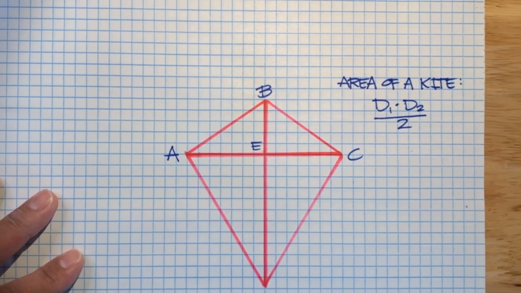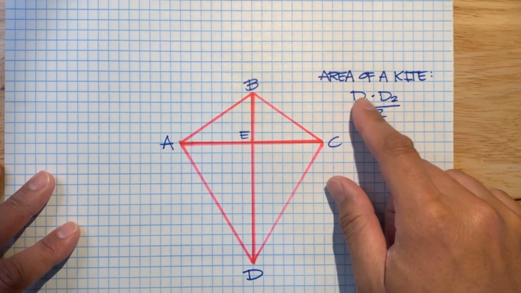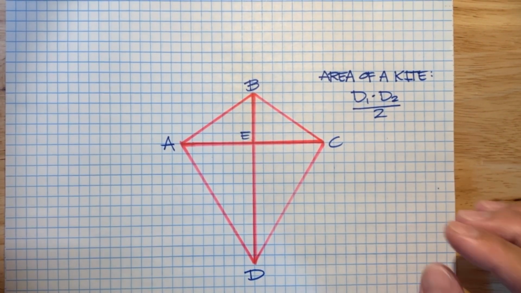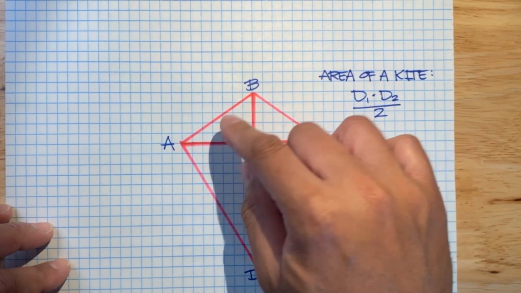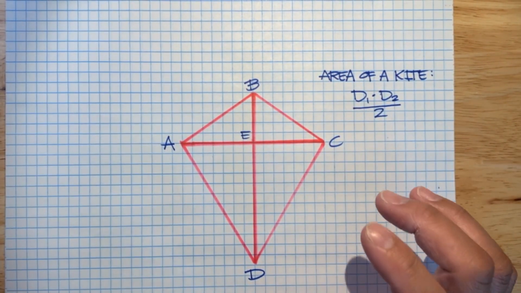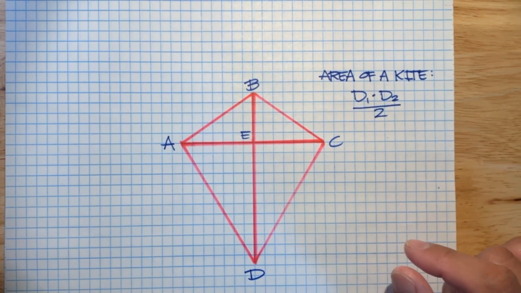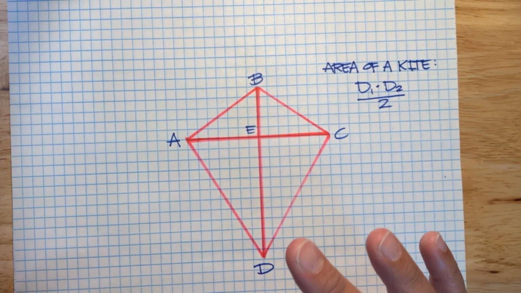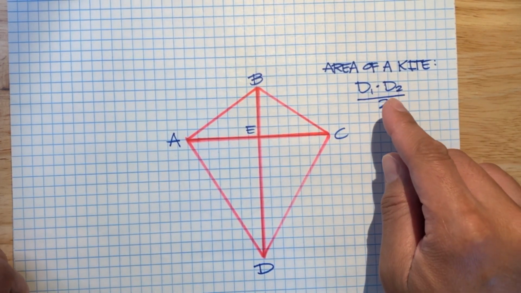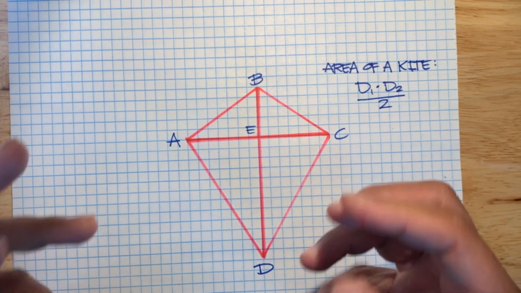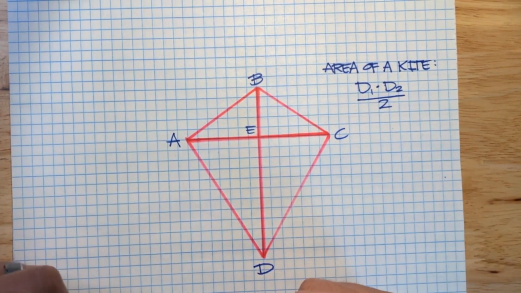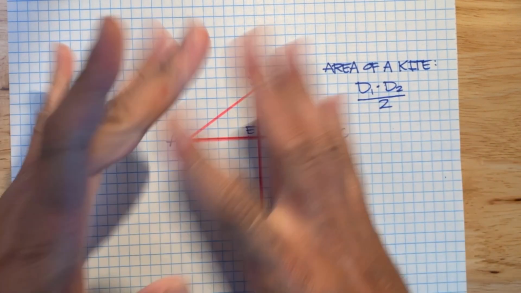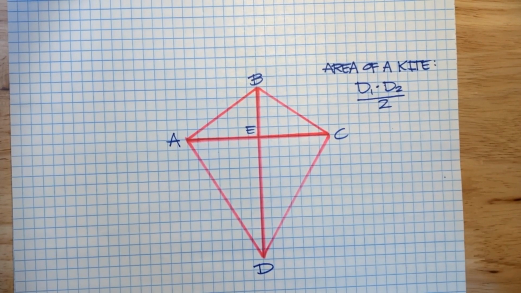Now, I had another video on how to get this formula by performing some surgery, by moving certain parts of the kite around to get a rectangle. I'll put a link to that video in the description. This one is a more technical, more formal way to get this formula using the power of algebra and substitution. So let's go right at it.